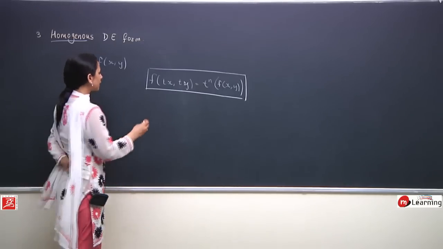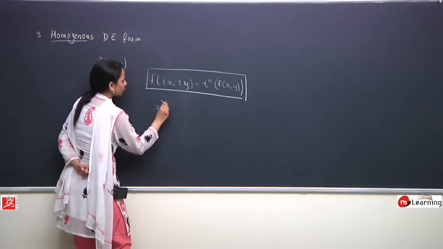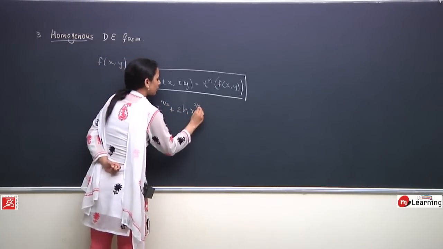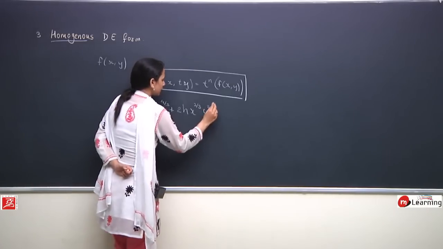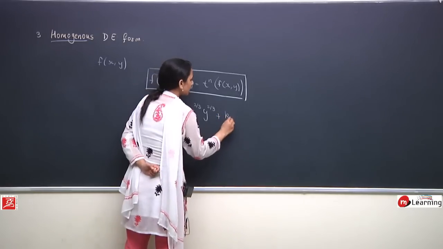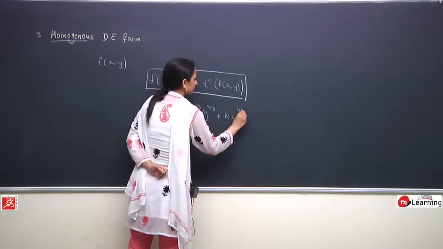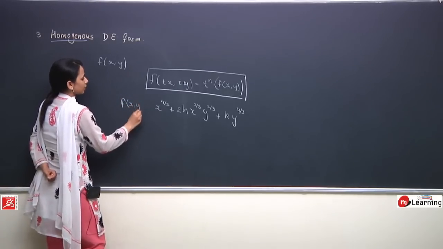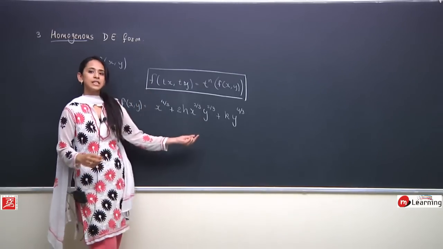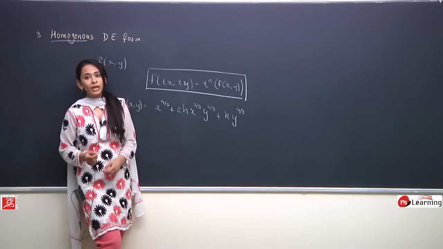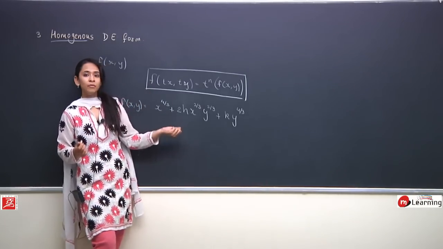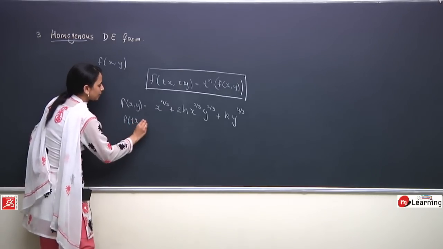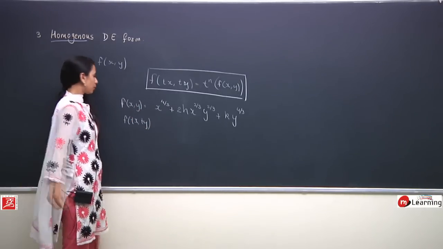For example, consider an equation of this form: x to the power 4 by 3 plus 2h x to the power 2 by 3 y to the power 2 by 3 plus k y to the power 4 by 3. Let us say this is our equation f of xy. Now let us check if this equation is a homogeneous equation or not, and if it is, then what is its degree. So let us find f of tx comma ty.